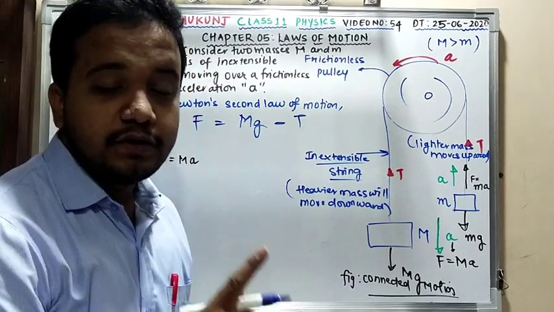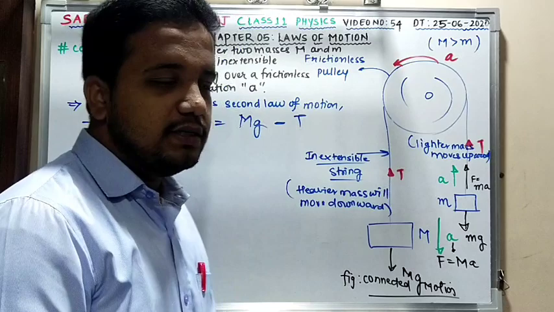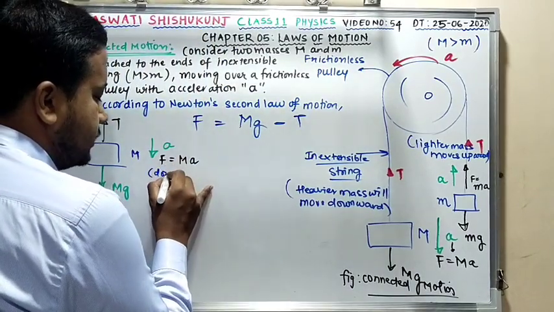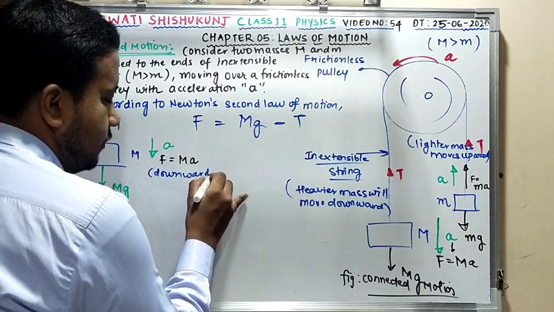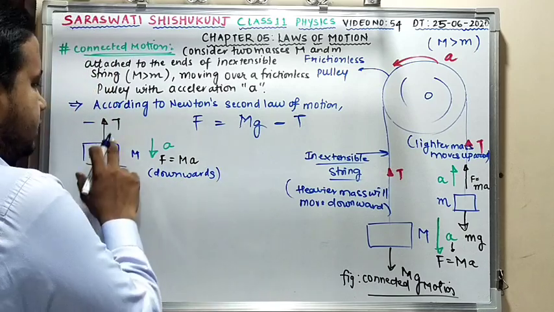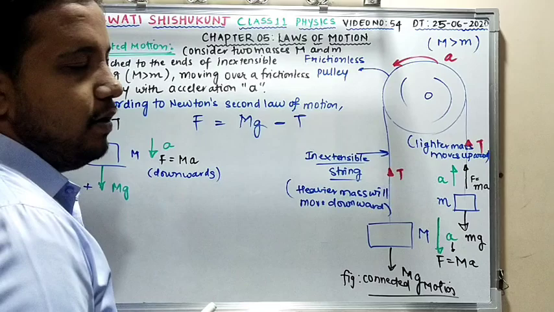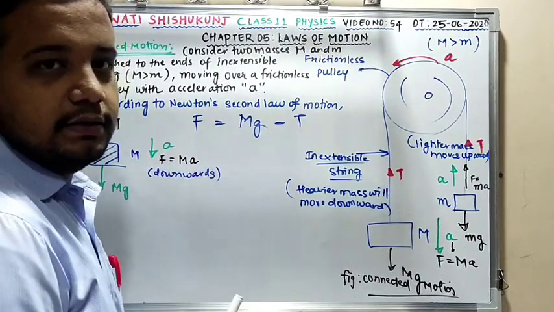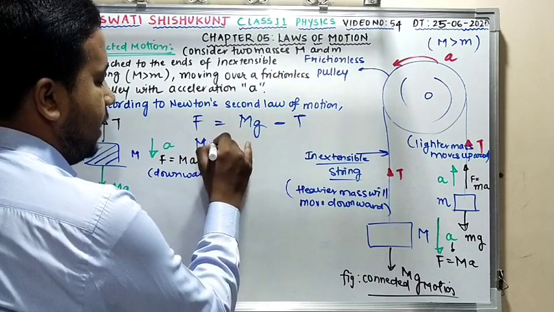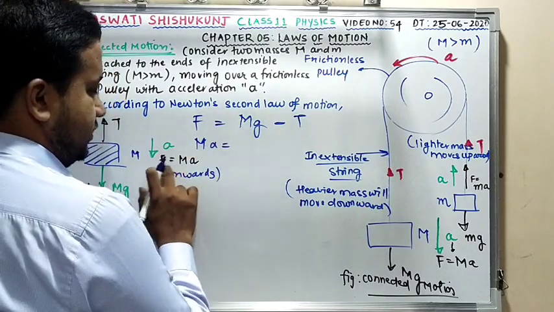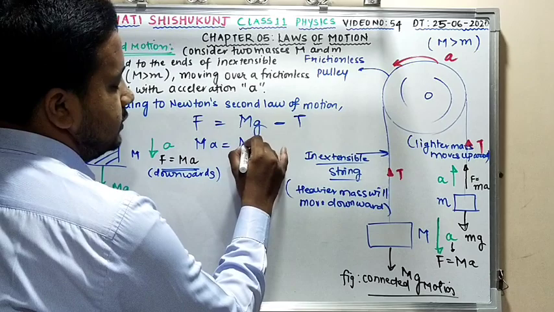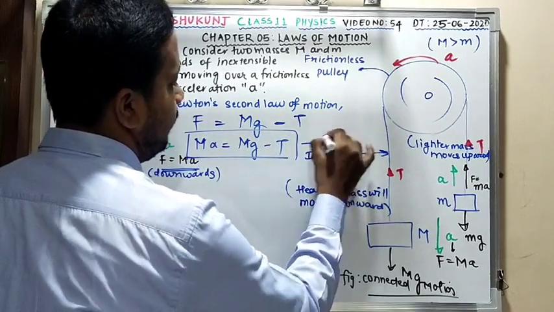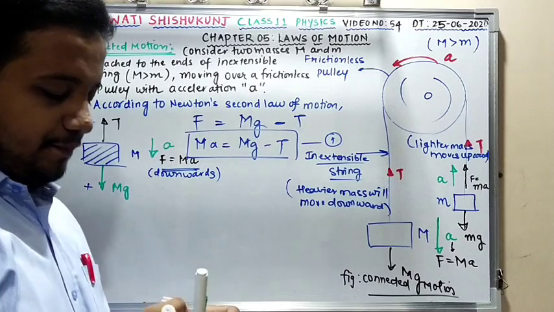Very good. Resultant force direction is always taken as positive. The resultant force over here is downwards, so this downwards direction is considered to be what? Positive. This is upward, so negative. Hope it is clear perfectly. So I got first, F is equal to Mg minus T. F is nothing but what? Ma, mass into acceleration. So this is Ma, that is Mg minus T. This is my equation number 1. Hope it is perfectly clear.